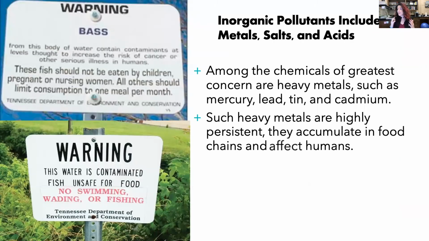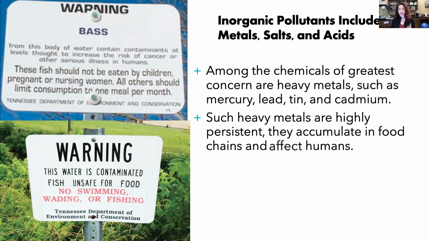So we have inorganic pollutants like metals, salts, and acids that can also be added to our water systems. Among the most dangerous and highly regulated are those heavy metals like cadmium, tin, and lead. And these metals are really highly persistent. They can accumulate in the food chains through bioaccumulation and biomagnification that we've talked about before, that unfortunately can affect humans if we were to fish or swim in those areas.